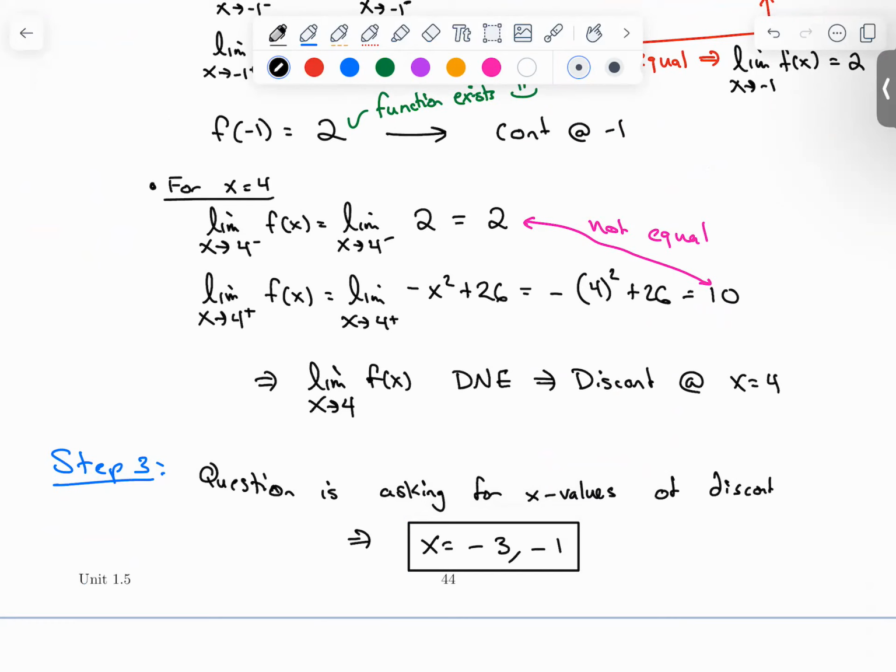Any questions on that? So always be paying attention to the verbiage. It might just ask for where it's discontinuous. It might ask for the intervals of continuity. They're two sides of the same coin, but depending on the situation, you want to answer it differently.